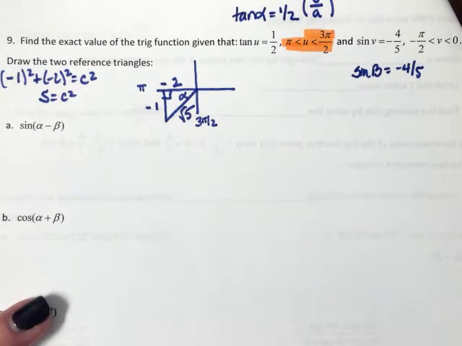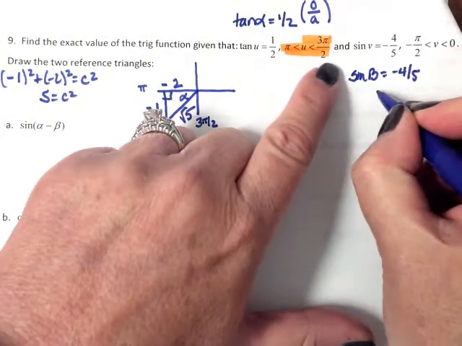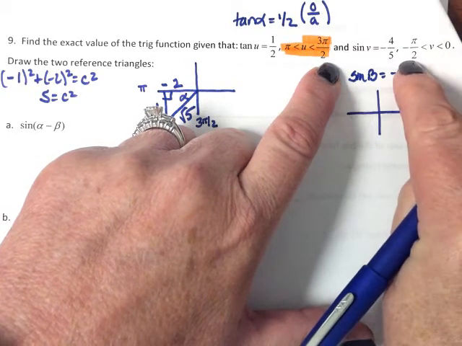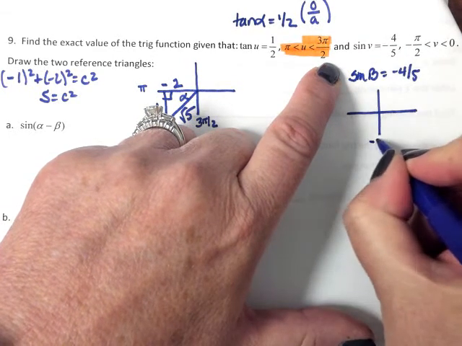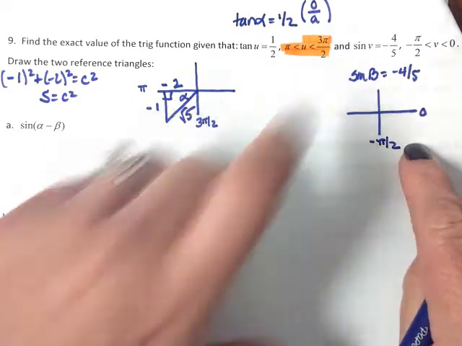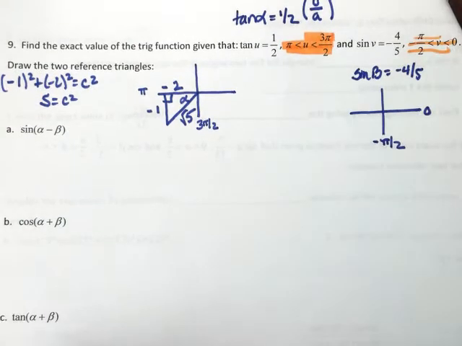So now let's take a look at my second angle and what they're giving me. Again, they're telling me that angle beta is between -pi over 2 and 0. So remember, when you're dealing with a negative angle measurement, there's -pi over 2, there's 0. So what I'm going to have to do is sketch this reference triangle down here in quadrant 4.